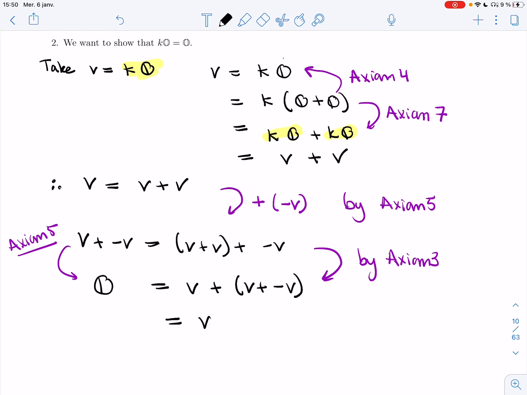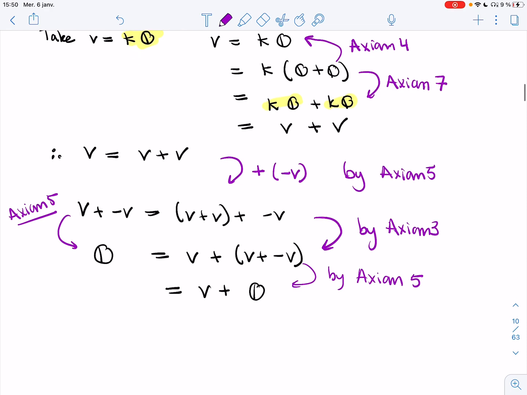All right, so v plus... Now this here is v plus its inverse. That is 0 by axiom 5, sorry, axiom 5, the axiom with the inverse. And then here, this is where axiom 4 plays a role. If I add 0, I get v.